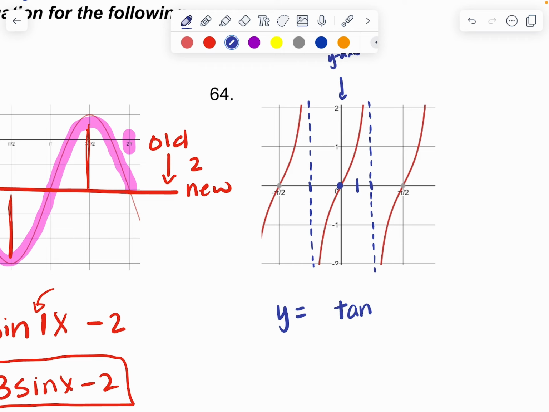You don't move right 1, you move halfway to the right. And then where does the graph take you? Well, it takes you up 1, right? So that's your a value. So this is going to be 1 tangent.